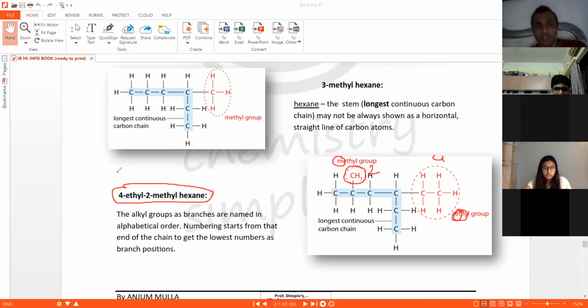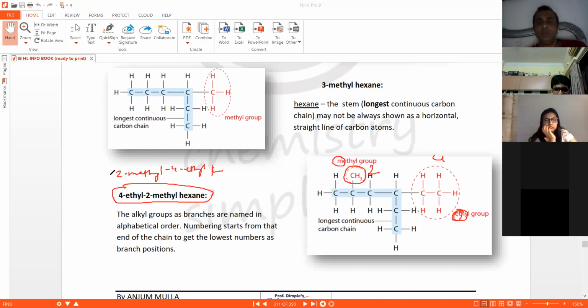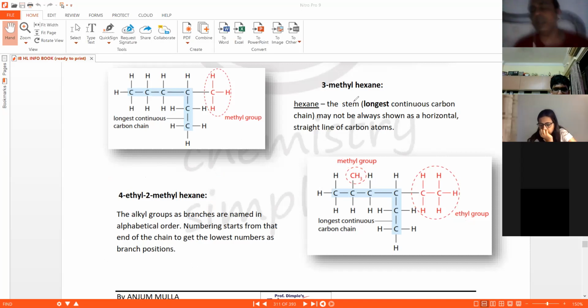But even if you write here 2-methyl 4-ethyl hexane, this would be given as correct. So the alphabetical order, I don't think IB will ever follow that. In fact, in most schools, most of the teachers don't even teach about it.